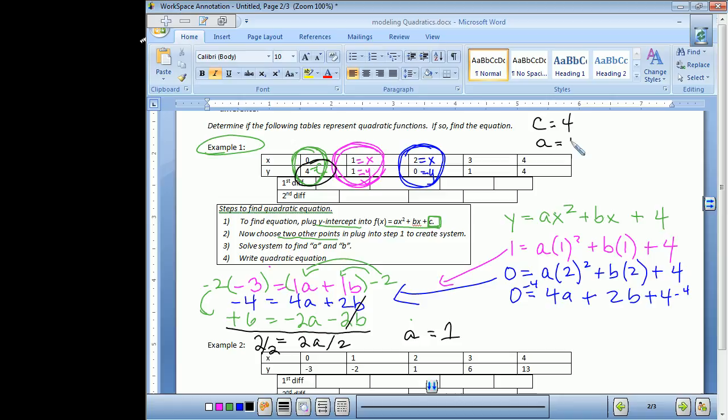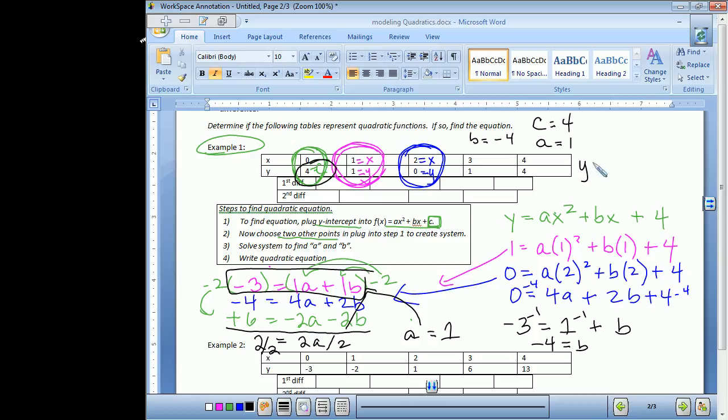Okay. So we know C is 4. We know A is 1. What's the only thing we're missing? B. Okay? Let's plug A back into this one. And we get -3. What is 1 times 1? 1 plus B. So when we subtract 1, what is B? -4. So now I have A, I have B, and I have C.